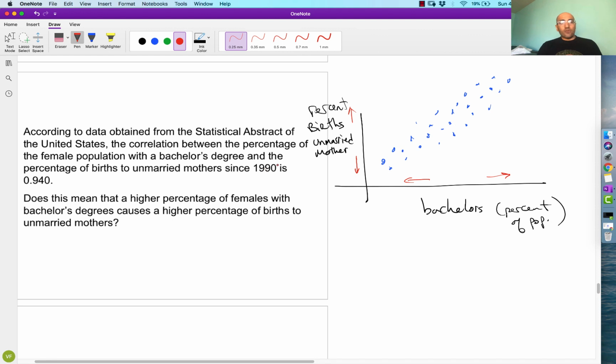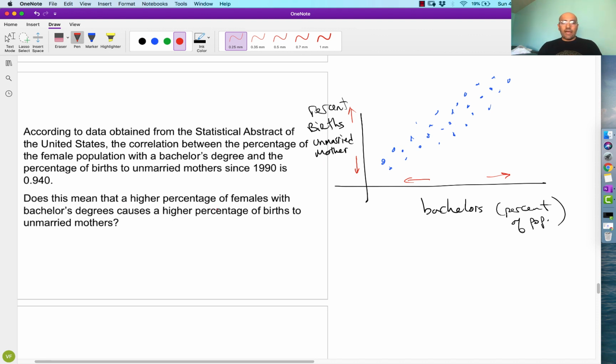So it's not our job to question that. That's just the way it is. The real question is, how do we interpret that? A terrible way to interpret this is to assume that because this is true, if we manipulate one of these, it'll affect the other.